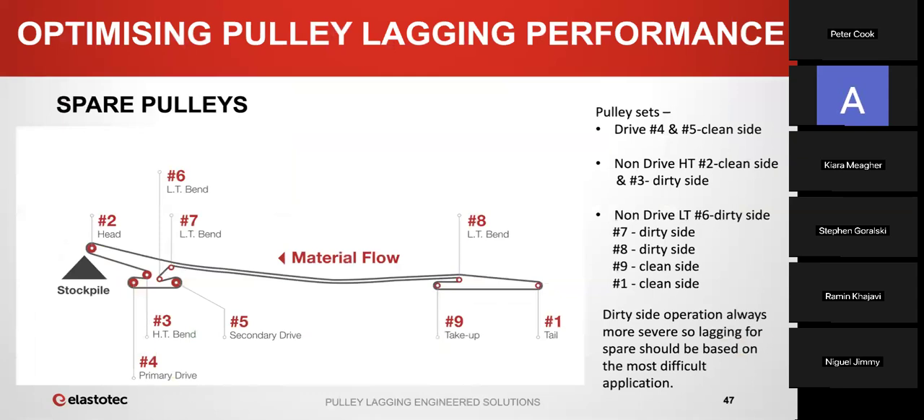Now, the last thing that we'll look at is spare pulleys. Often when you have spare pulleys, they have to be used to cover more than one location. This is just an example of a conveyor layout for a gearless drive pulley. We've got two drive pulleys here, primary and secondary drive, head pulley, tail pulley, and then multiple other pulleys. For example, on the non-drive side, we could have pulleys that need to handle both the dirty side of the belt and the clean side.